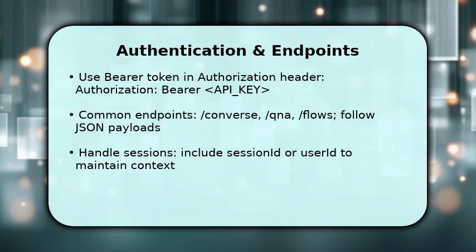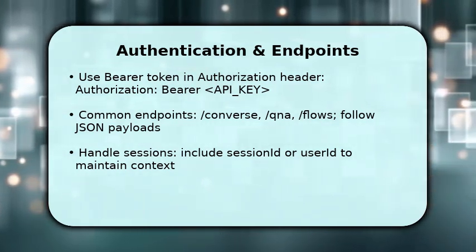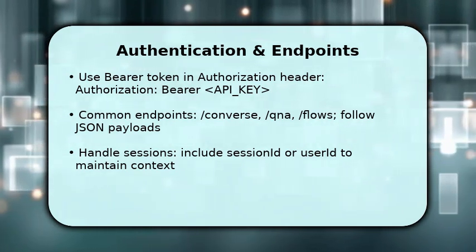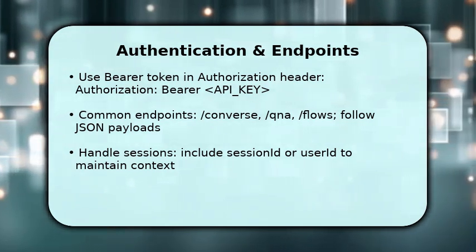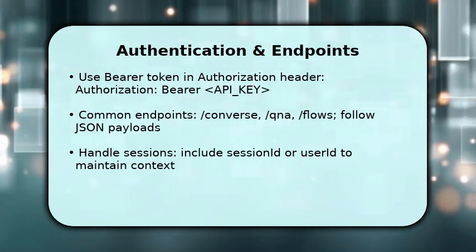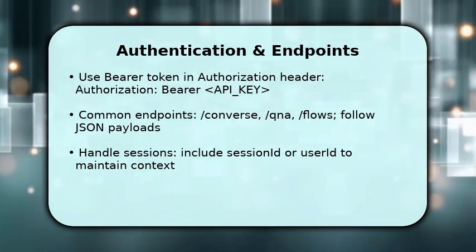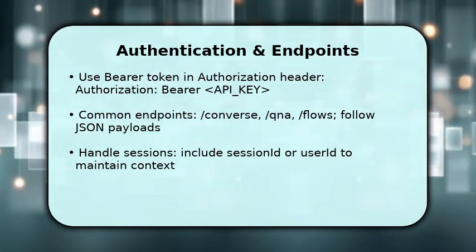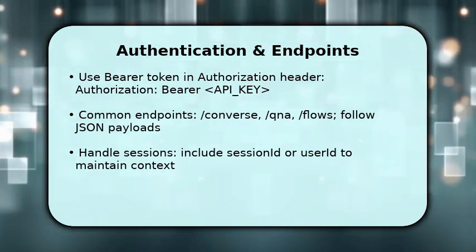Next, you wire authentication and identify endpoints. You send a bearer token in the authorization header so the server recognizes your client. Then call the right endpoints: Converse for runtime messages, Q&A for knowledge, flows for flow management, matching the JSON payload the API expects. Once done, attach a session ID or user ID to keep context between requests. Make sure to inspect error fields and responses. They explain invalid payloads or permission issues.